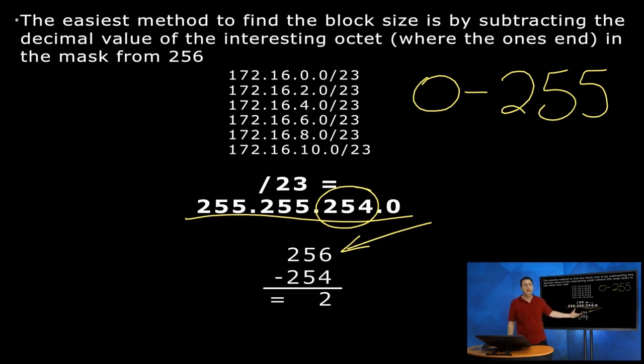So as a result of that, take that value and subtract from 256. And we get a grand total here of 2. So what this means is we're counting by 2 in the third octet. So what are the numbers now in this case based on our example? We have 0, 2, 4, 6, 8, and so on and so forth. So we're counting by 2 in the third octet with our new subnet mask of a slash 23.